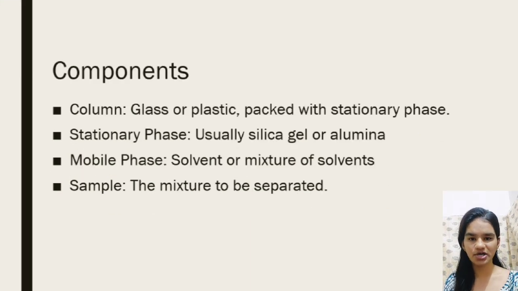To carry out the column chromatography experiment, we will mainly use the column, which is made up of glass or silica, and for the stationary phase we will use silica gel or alumina, and the mobile phase is a solvent or a mixture of solvents, and the samples which are to be separated are used.